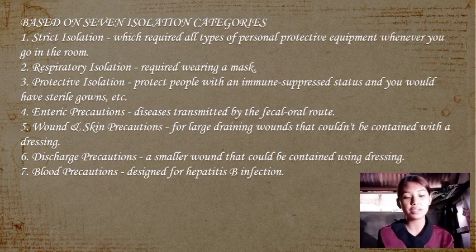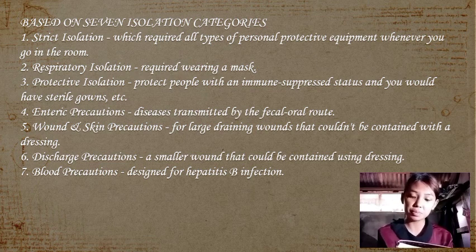Based on 7 isolation categories. Strict isolation. It requires all types of personal protective equipment whenever you go in the room. Respiratory isolation. It requires wearing a mask. Next, protective isolation. It protects people with an immune suppressed status, and you would have sterile gowns and etc.